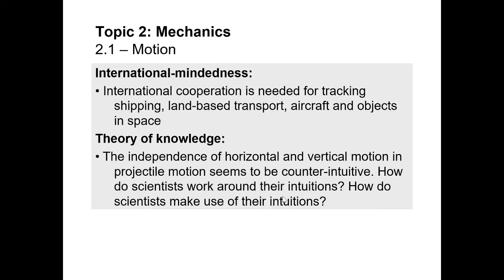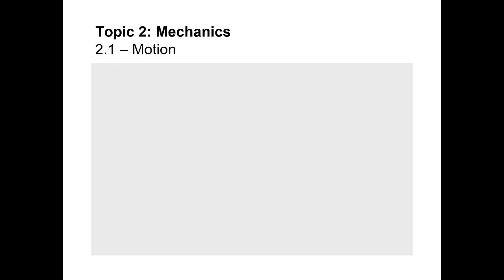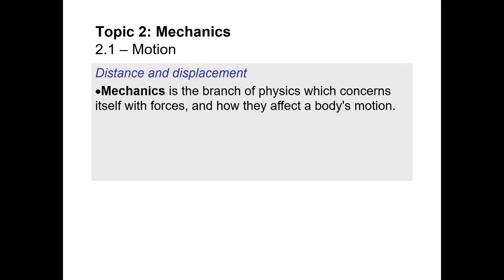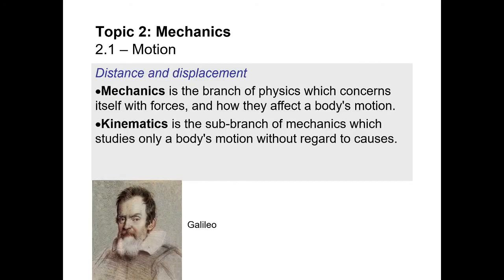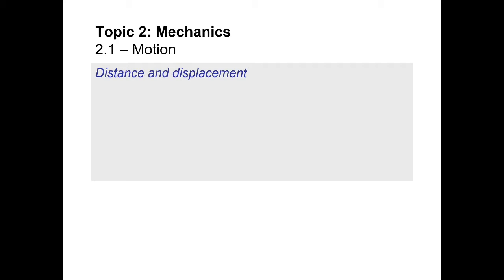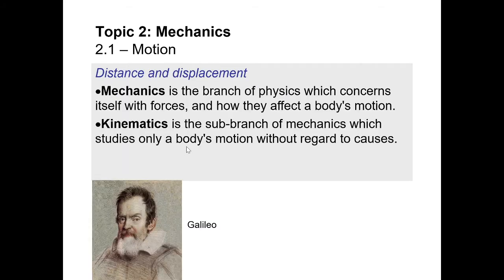All right, let's go back to the slides. These are all the IB pathways. Now, I did mention before that we're going to talk about all of this: distance, displacement, speed, velocity, acceleration. So here we are, we're finally getting to it. So let's start off with distance and displacement.